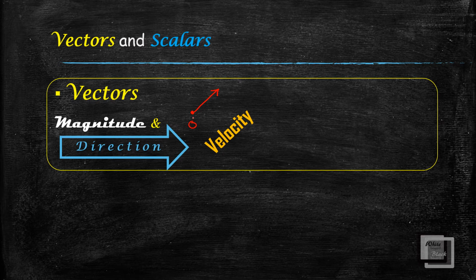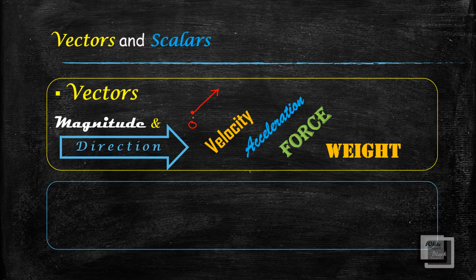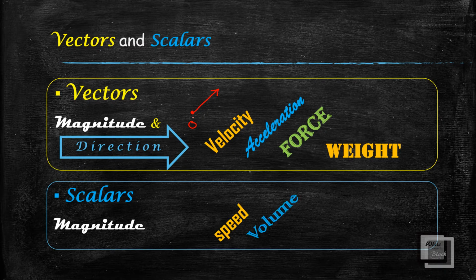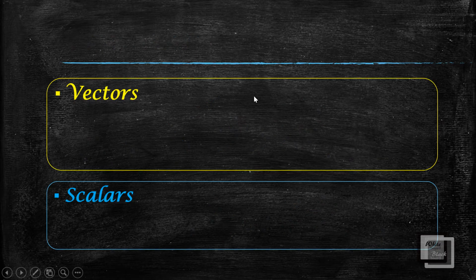We sometimes call it the origin. Examples of vectors are velocity, acceleration, force, weight, and so on. Whereas scalars are the quantities that possess only magnitude, such as temperature, speed, volume, work, mass, and length. So let us understand the concept of vectors and scalars more elaborately. For a start, I will consider scalars.